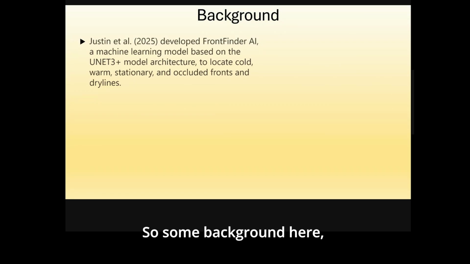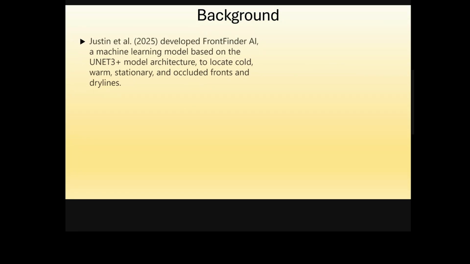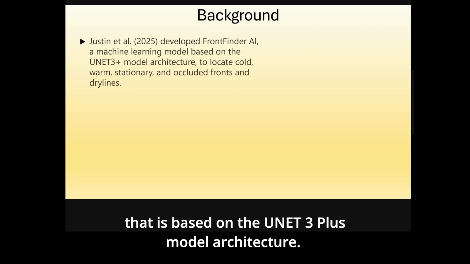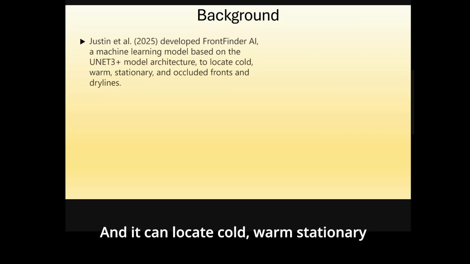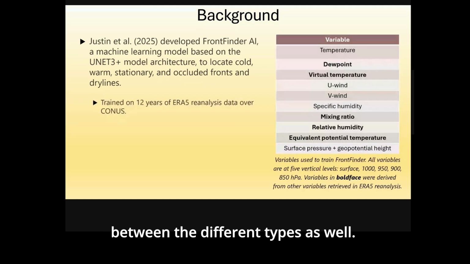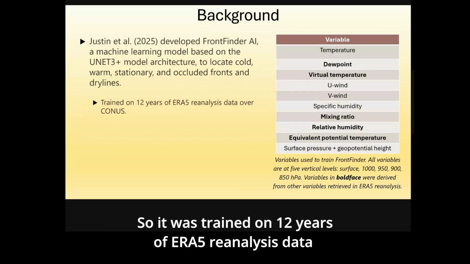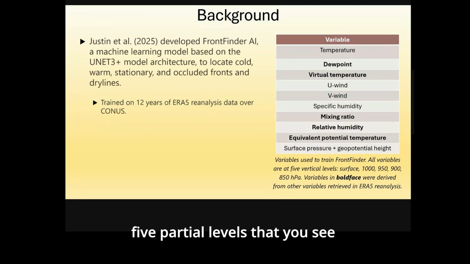So some background here, I developed the Front Finder AI model, which is a machine learning model that is based on the UNet 3+ model architecture, and I'll get into that in the next slide. It can locate cold, warm, stationary, and occluded fronts and dry lines, and it can actually discern between the different types as well. It was trained on 12 years of ERA5 reanalysis data over CONUS using 10 variables at 5 pressure levels, which you see on the right side of your screen.